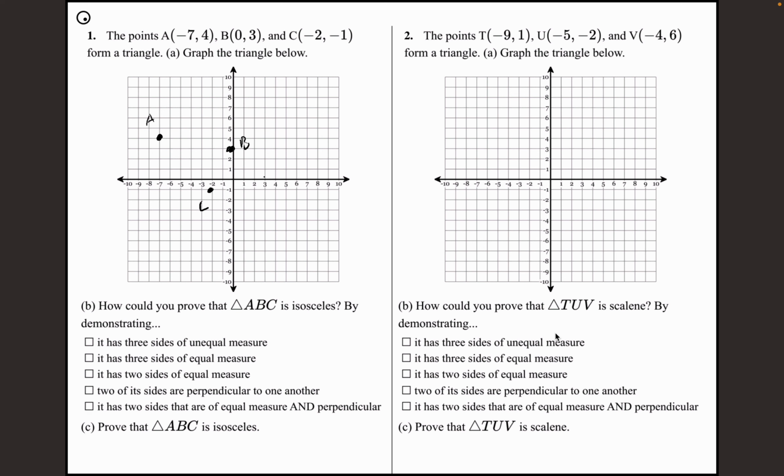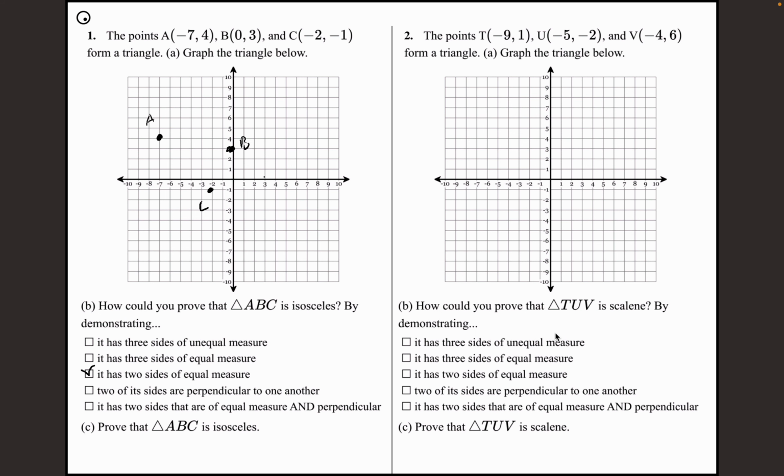Right here it says, how could you prove that triangle ABC is isosceles? By demonstrating which of these options? Because what makes a triangle isosceles? Yeah, 2 sides are equal. So I'm going to select it has 2 sides of equal measure. Now, the next part says prove ABC is isosceles. All we're doing is solving for all the sides. When you do isosceles, you just have to tell me which 2 sides are congruent.